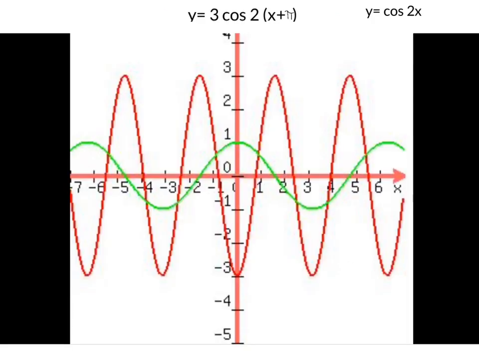When graphing trigonometric functions, it's best to start with the parent function, which is y equals cosine 2x, shown here in the green line. And then it's best to do that first to translate it over into your transformation, which for our example, y equals 3 cosine 2 times x plus pi, is graphed here in the red.